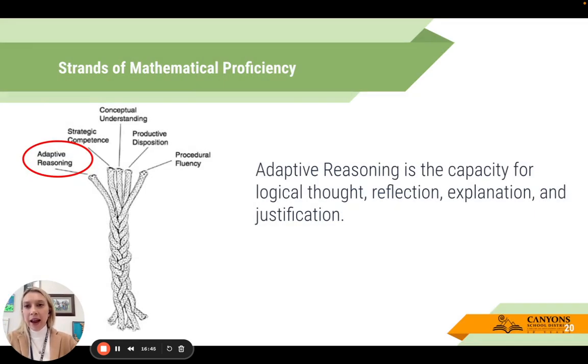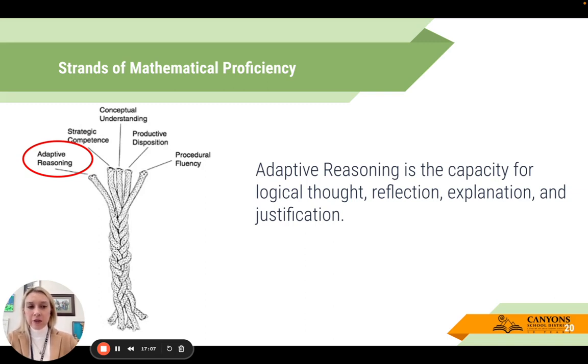So moving to our next strand is adaptive reasoning. This one is huge because this is how you think through these things, right? It's the capacity for logical thought, reflection, explanation, and justification. So really thinking through the math as a whole, and it's this big picture piece.